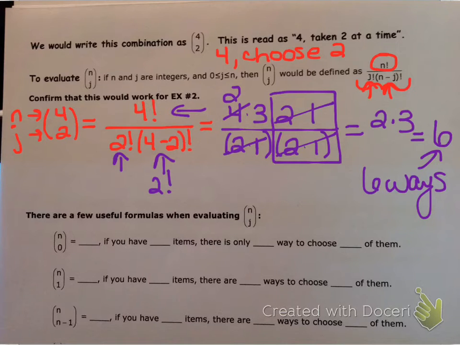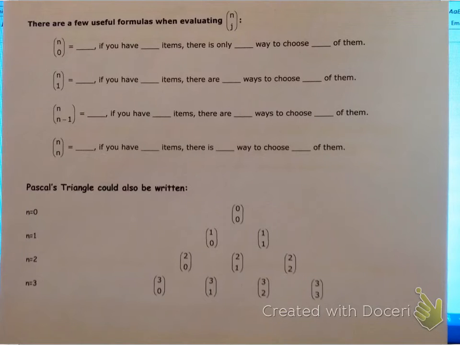Okay, now there's some shortcuts. One of the shortcuts says that if you have n items and you want to choose 0 of them, so think about that. Let's say we had those 4 letters, A, B, C, D. If I want to choose none of them, there's only one way to do that, and that is literally to choose none of them. Any other choice I make would involve choosing at least one of them. So there's only one way to choose 0 of them.